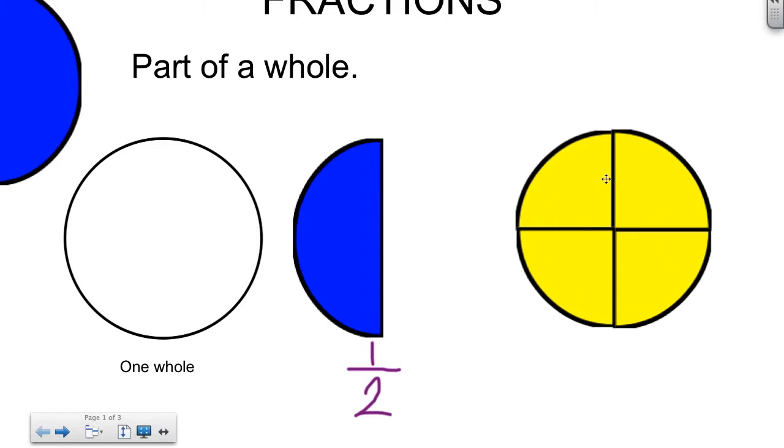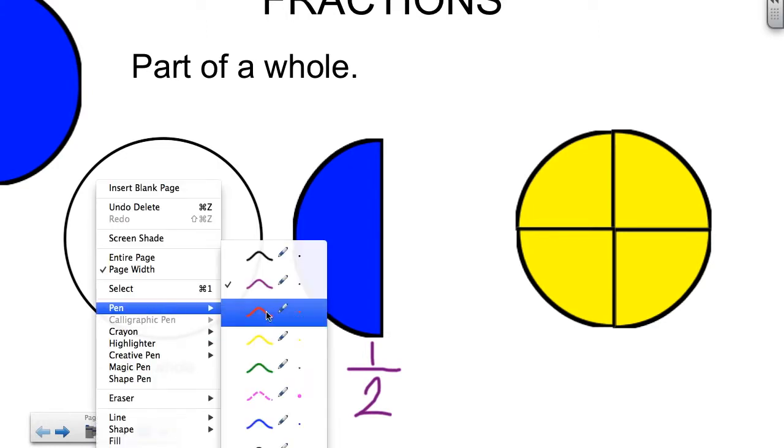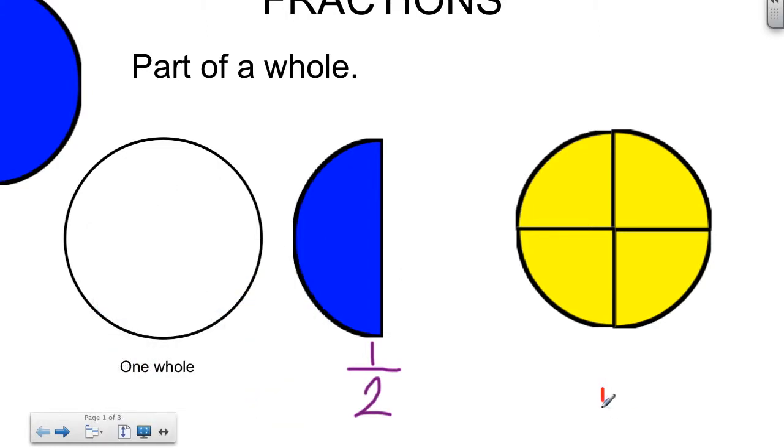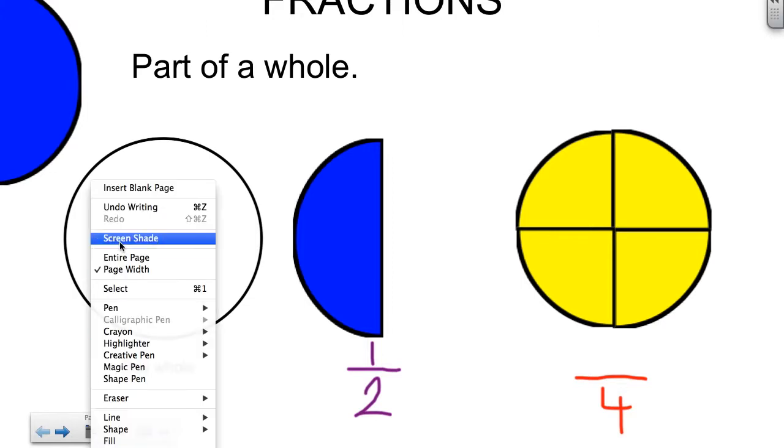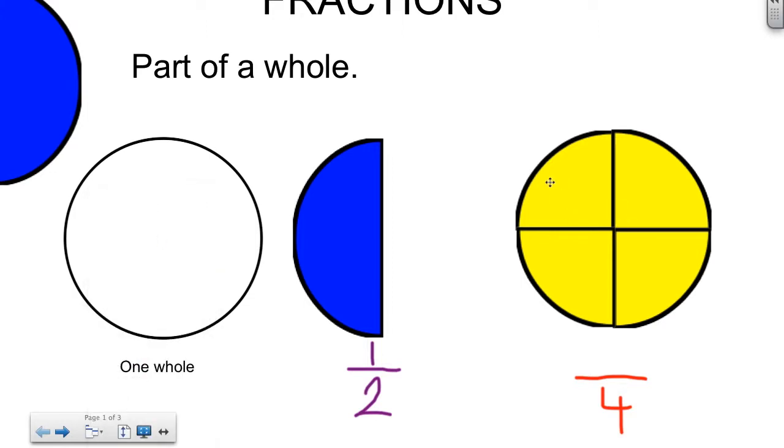So we'll move on to this one here. Now this one here has been broken up into 4 different sections. And because it's been broken into 4 different sections, the denominator, which is the bottom number, is always going to be 4, because that's what the whole has been broken up into. If we have a look here, if I take 1 away, the fraction is 1, 2, 3. It'd be 3 over 4, which is also known as 3/4.